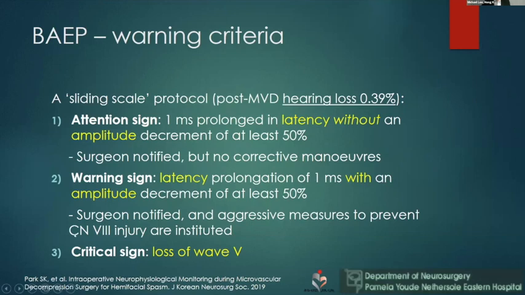So Professor Park from Korea had a better hearing loss outcome. Remember that we just mentioned 2.2% in that pooled result. And this time, Professor Park used this sliding scale warning protocol, and he can achieve a hearing loss of 0.39%. So they use three steps.